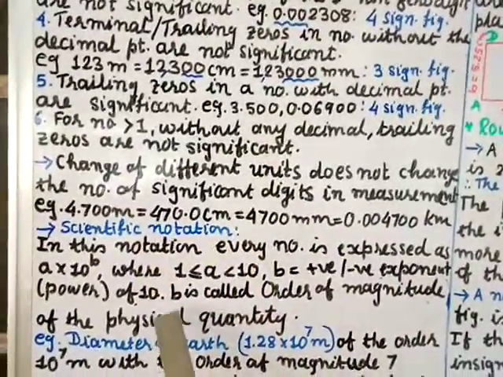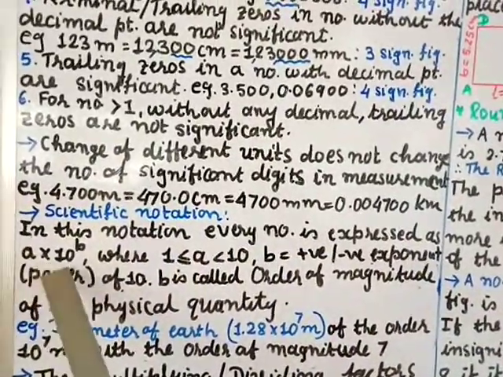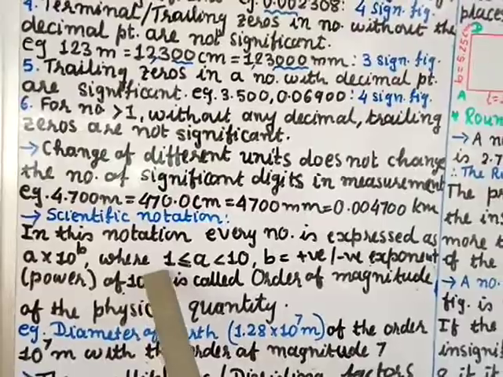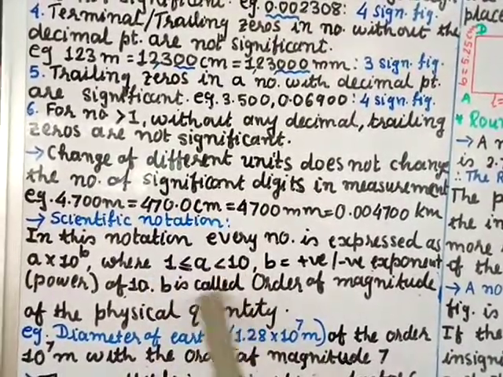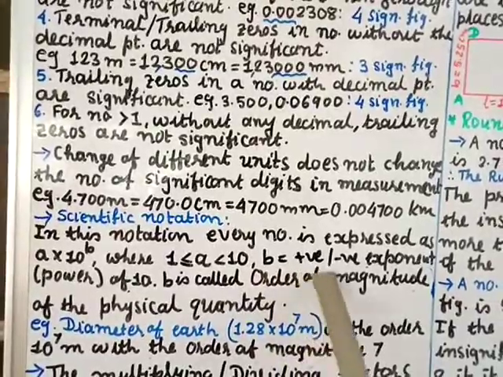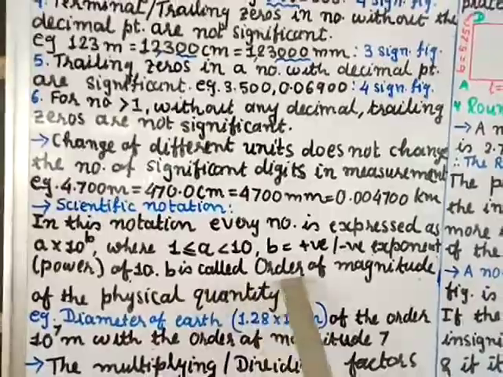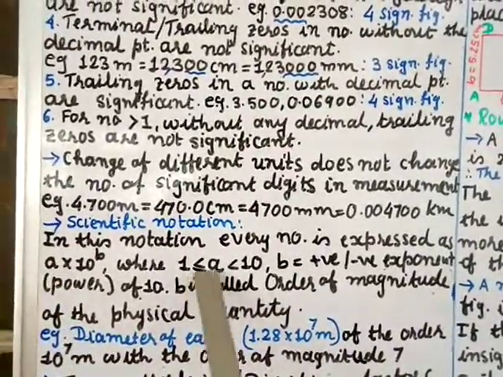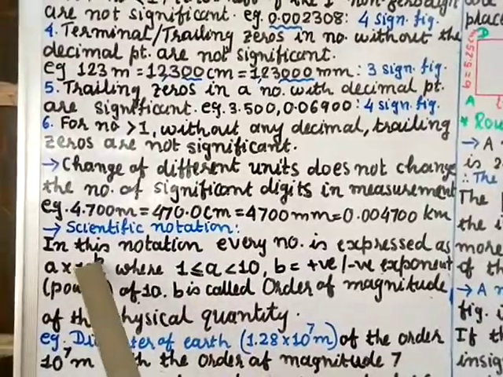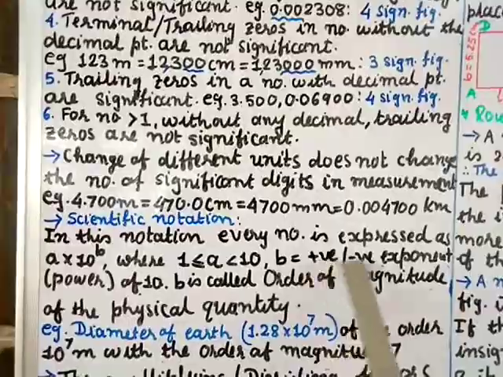Okay, so I have written that next. In this notation, every number is expressed as a into 10 power b, where 1 is less than or equal to a, less than 10. So the value of a is between 1 and 10. And what is b? b is a positive or negative exponent. Exponent means power of 10. And b is called the order of magnitude of the physical quantity. So the a value will be between 1 and 10, and b is called the order of magnitude, and it will be the power. It can be a positive power or a negative power.